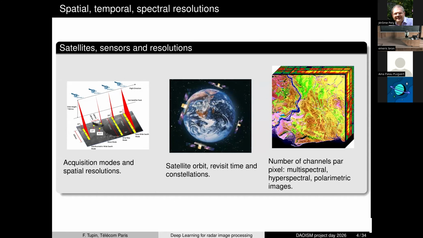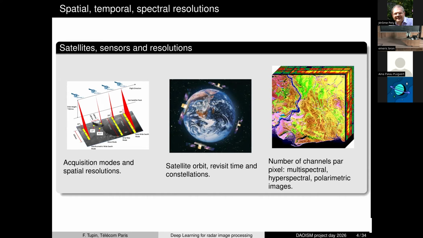So when dealing with satellite sensors, we have three important resolutions. The first one is, of course, the spatial resolution. So we have different modes with the satellites, but I will suppose that I have metric resolution images in the following. Another important aspect is the temporal resolution, which is the time you need to wait before acquiring a new image of the same place on the Earth.